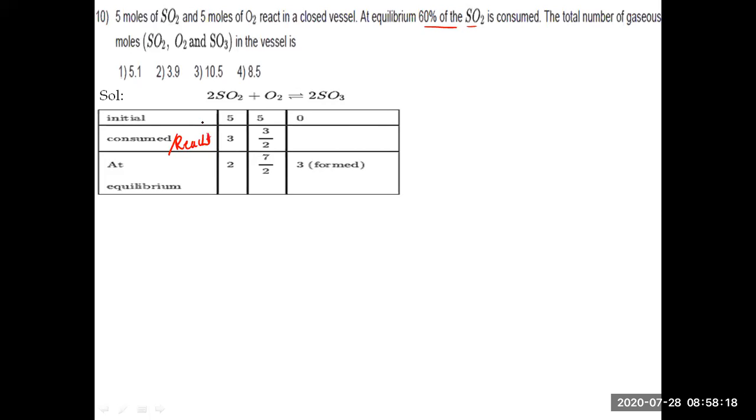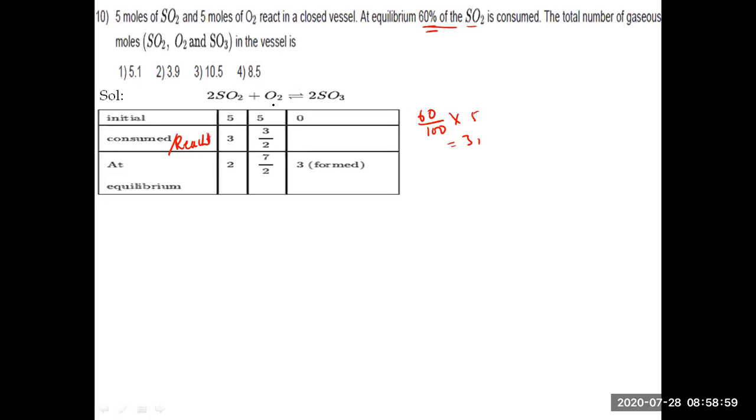Initially they have given 5 mole, 5 mole. Sometimes they will not give the amounts. In such cases, you can take the coefficients, 2 and 1. But here they have taken 5 mole, 5 mole, and 0 mole of product, because initially reactants will be there, not products. After some time, equilibrium is attained. At equilibrium, how much is reacted? They have given 60% of SO2 is consumed, meaning 60% of 5, that is 0.6 into 5, so 3 moles of SO2 is consumed.